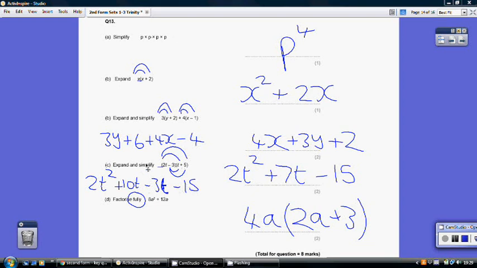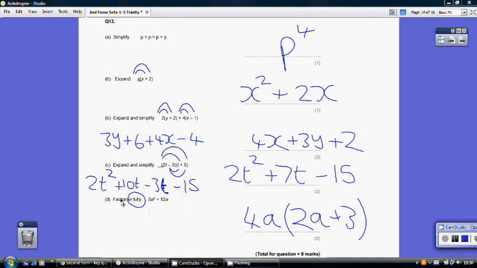Now the simplifying bit, this is the gathering like terms. So you start off by gathering up the t squareds. Well, we've only got the 2t squared. Then we gather up the normal t's, so that's plus 10t minus 3t, which is plus 7t. And then finally we gather up the normal numbers, in which we've only got the minus 15.